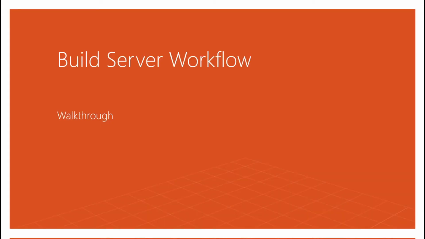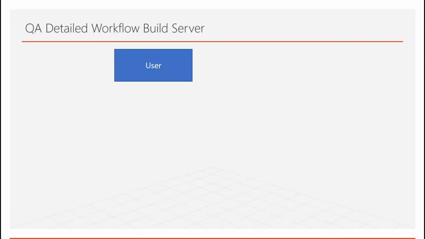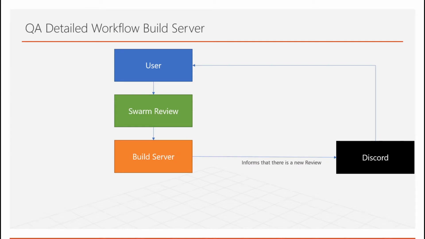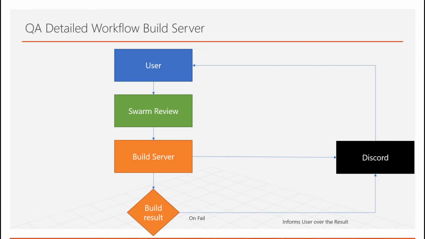And yeah, so let's talk about the build server workflow. Let's walk it through. So we have the user. The user creates a Swarm review, which triggers the build server for this particular review. And the build server informs the user via Discord, hey, there's a new review. This means the person who needs to review it, if you specify a reviewer in Perforce, will also get a notification, hey, you have to review this. While they do a manual review, the build server will build, and if there's a fail for the review, for whatever reason, it will inform the user.